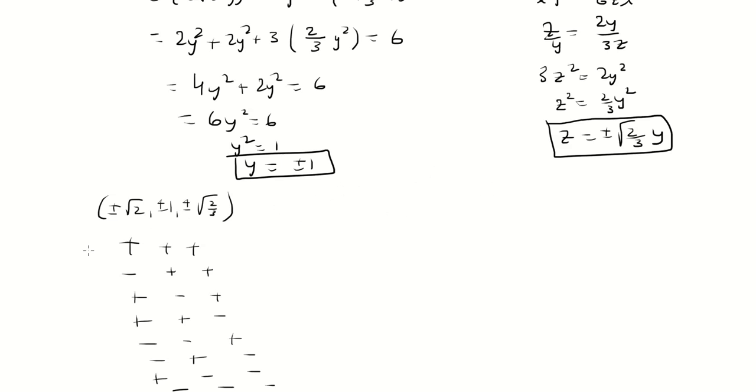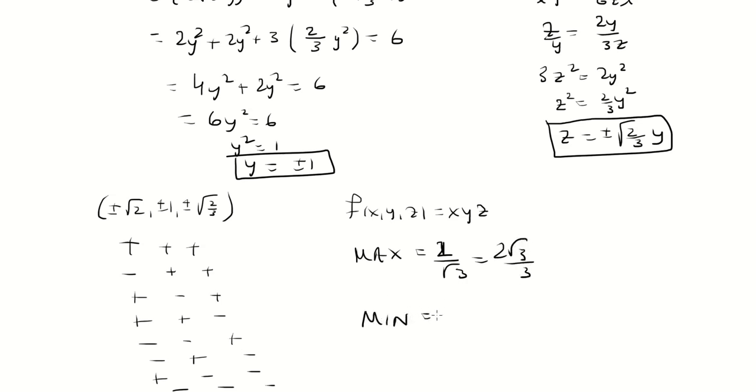Okay, so when you do that, you plug it back into f(x,y,z) = xyz, and the maximum will be 2 over root 3, which is just 2 root 3 over 3. And then the minimum will just be the negative of that. And so this will be the final answer.